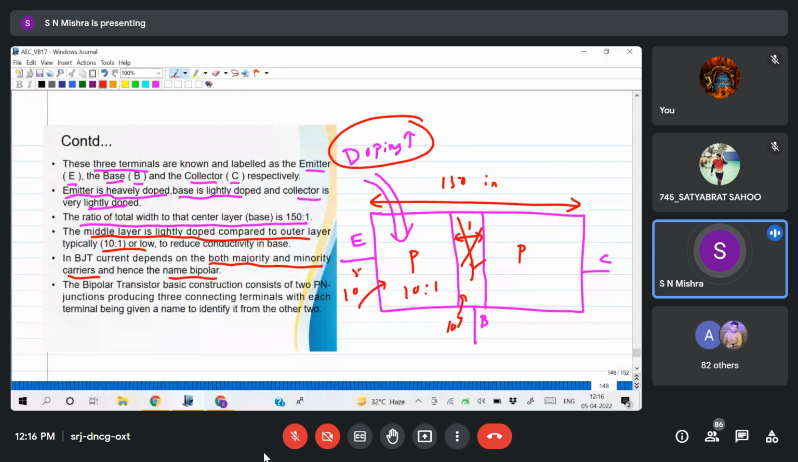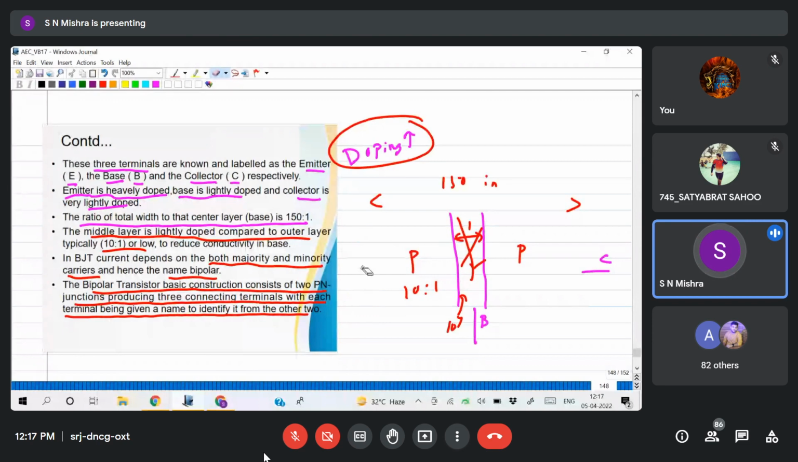As I already told you, two types of carriers, electron and hole, one is majority, one is minority, both contribute to the current flow, so that's why it is called a bipolar junction transistor. Bipolar junction transistor construction consists of two PN junctions producing three connecting terminals, with each terminal given a name. As we have seen here, this transistor has two junctions, a PN junction and an NP junction.